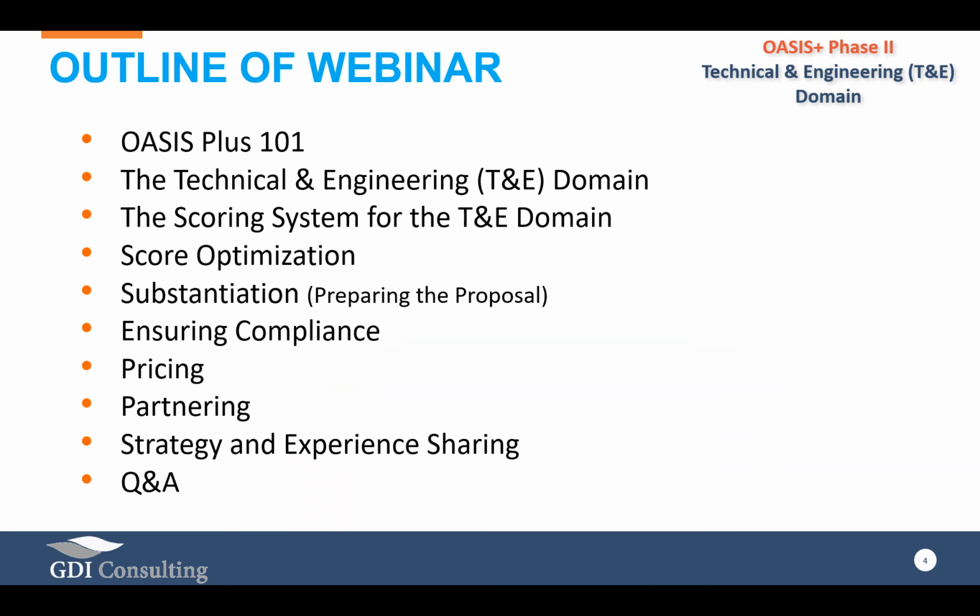So let's see what this webinar covers. We will first give a quick intro to GDI Consulting Services. Then start with giving the general information on OASIS+. Next we will have a thorough discussion of the scope of the technical and engineering domain. From there, we will deep dive into the scoring system for the T&E domain, and discuss score optimization as well. Ab will also touch on how you prepare the actual proposal, or what we call substantiation. The importance of compliance and factors such as pricing and partnering are also covered. Lastly, Ab will provide some strategy recommendations and experience sharing and then finish with the Q&A session.